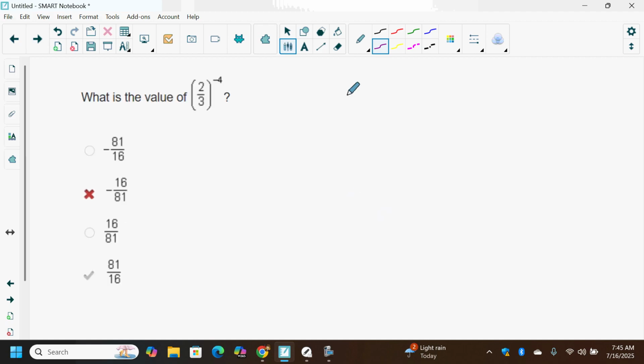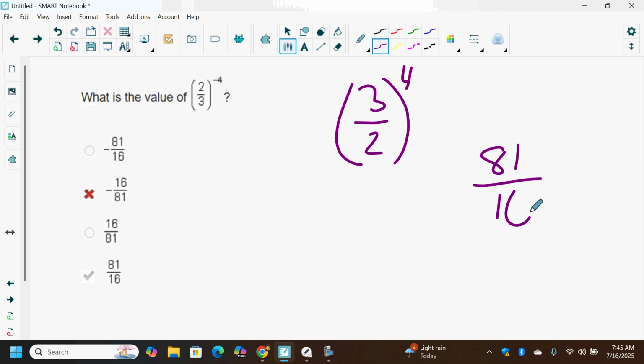All right, what is the value of 2/3 to the -4? So a common misconception is that a negative exponent makes the answer negative. It does not. The rule is that you get the reciprocal of the number and it becomes positive. So this is really 3/2 to the +4th. So you have to flip it over, and then 3 to the 4th is going to be 81, and 2 to the 4th is going to be 16. So this was the correct answer.